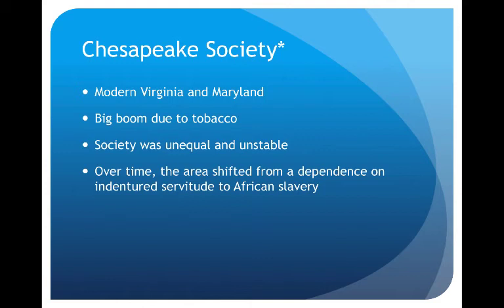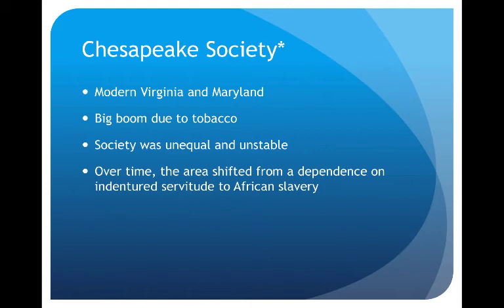There was a big boom here because of tobacco, which saw huge bursts of migration from England to these colonies. Everybody who wanted to get rich quick or make a buck came here looking to get in on the tobacco boom. Of course, society was unequal and unstable. Most colonists who came here found life to be brutal, miserable. Only a small minority became wealthy because of this.